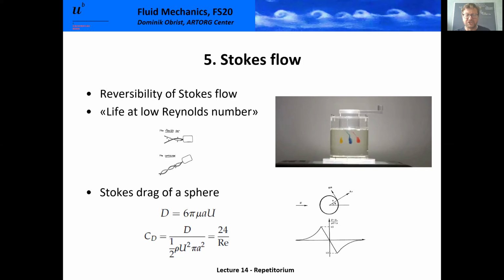Maybe you remember that movie that we looked at. I think it was G.I. Taylor who showed a few examples like a flapping floating object and a floating object with a corkscrew, a tail that was rotating, and one was moving and one was not. I think these are important concepts to understand in the context of Stokes flow.